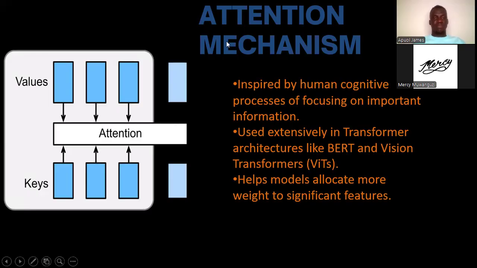Well, attention mechanism, before I continue here, was inspired by the human cognitive processes of focusing on important information. For example, it is used extensively in transformer architectures like BERT and vision transformers. And it also helps models allocate more weight to significant features. That is the attention mechanism.